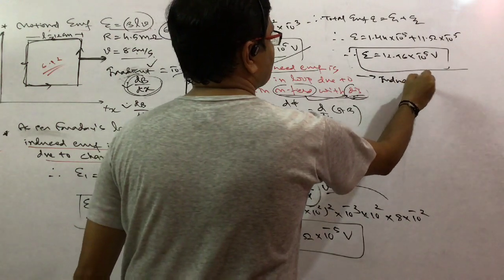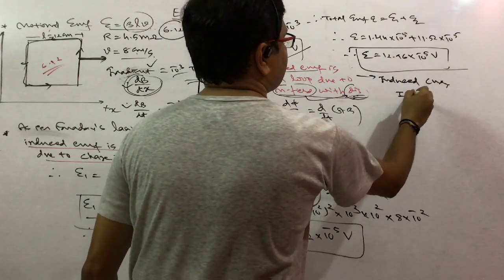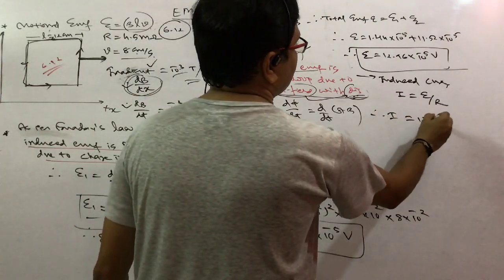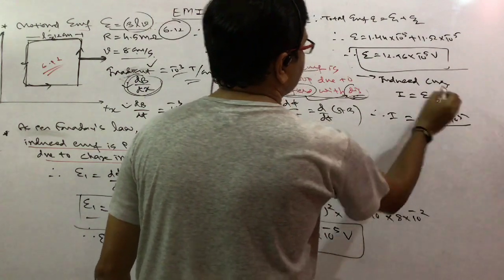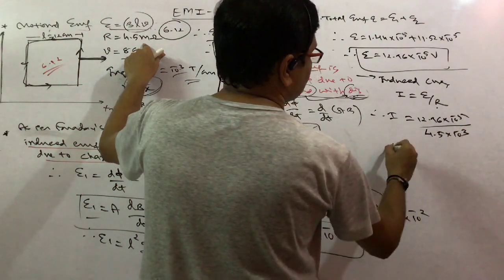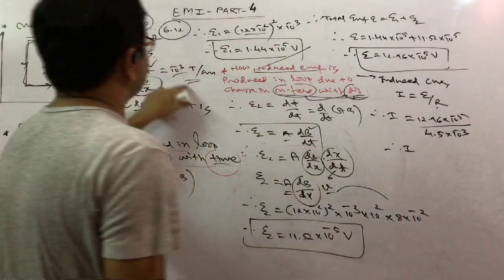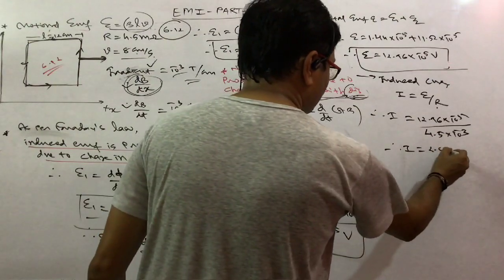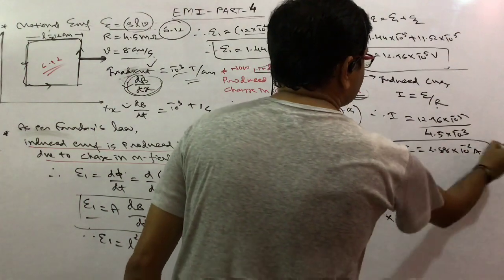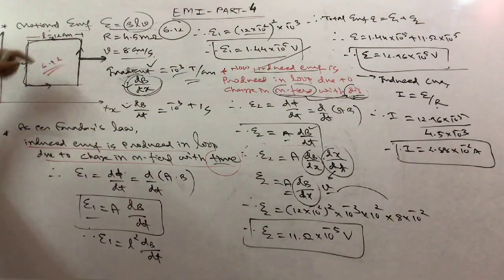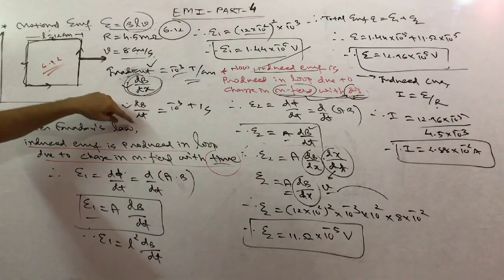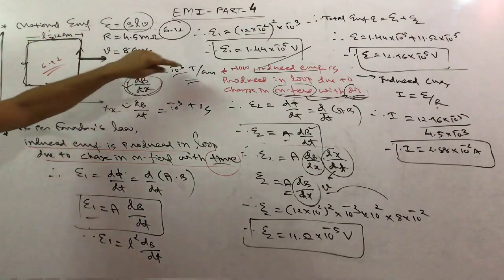This is your induced EMF। But your target is to find induced current, so induced current I is equal to, as per Ohm's law, epsilon by R। Epsilon already 12.96 into 10⁻⁵, R already given 4.5 milli, so 10⁻³ because of milli, and that's why if you simplify then answer would be 2.88 into 10⁻² ampere। So this is the induced current produced. Here current is produced due to two reasons, because of change in magnetic field with respect to time and because of change in magnetic field with respect to distance.